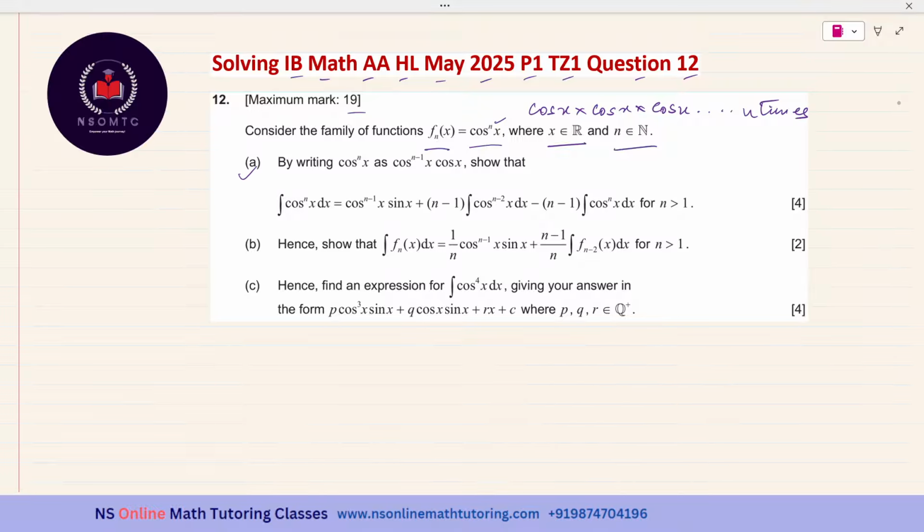So part A's question is: by writing cos x raised to the power of n as cos x raised to the power of n minus 1 times cos x, show that the integral of cos x raised to the power of n with respect to x is equal to cos x raised to the power of n minus 1 times sin x, plus n minus 1 times the integral of cos x raised to the power of n minus 2 with respect to x, minus n minus 1 times the integral of cos x raised to the power of n with respect to x, for n greater than 1.